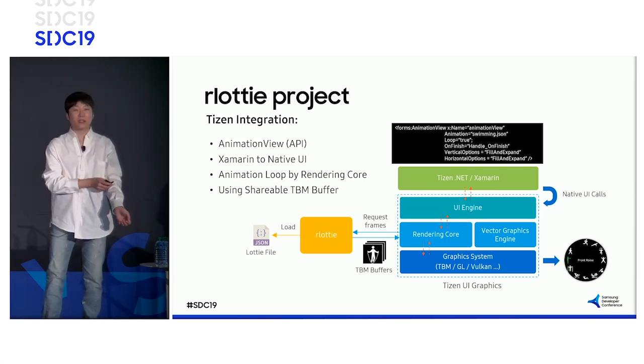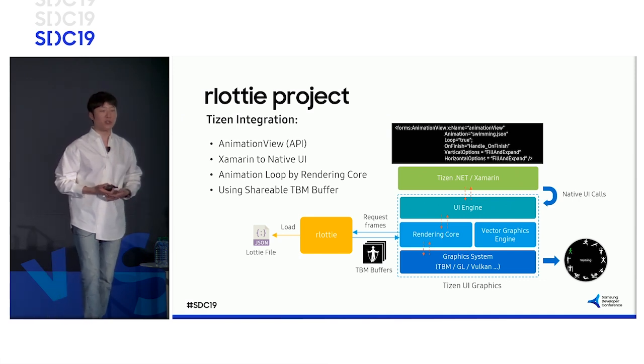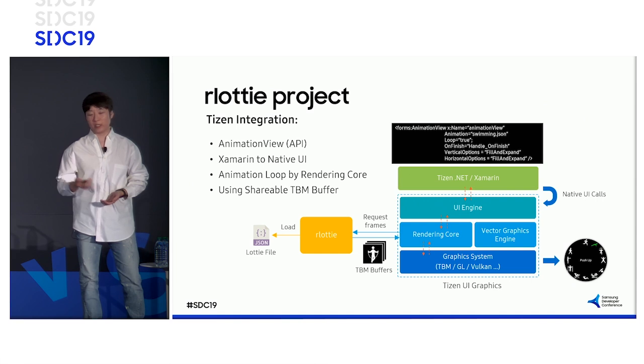While this Xamarin is a portal layer that guarantees the UI compatibility, Tizen applications can use the animation view of Xamarin.Forms for Lottie animation. And while this animation view works through its module, it actually requires the UI engine to create a native UI control animation view and make it play the Lottie animation. After that, the UI engine requests the rendering core to draw the Lottie frames.